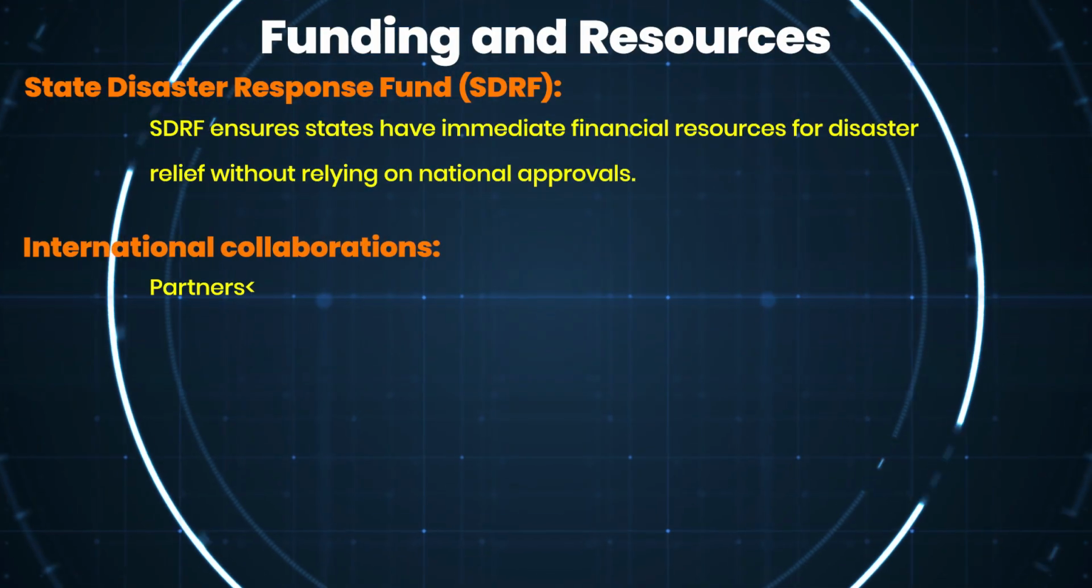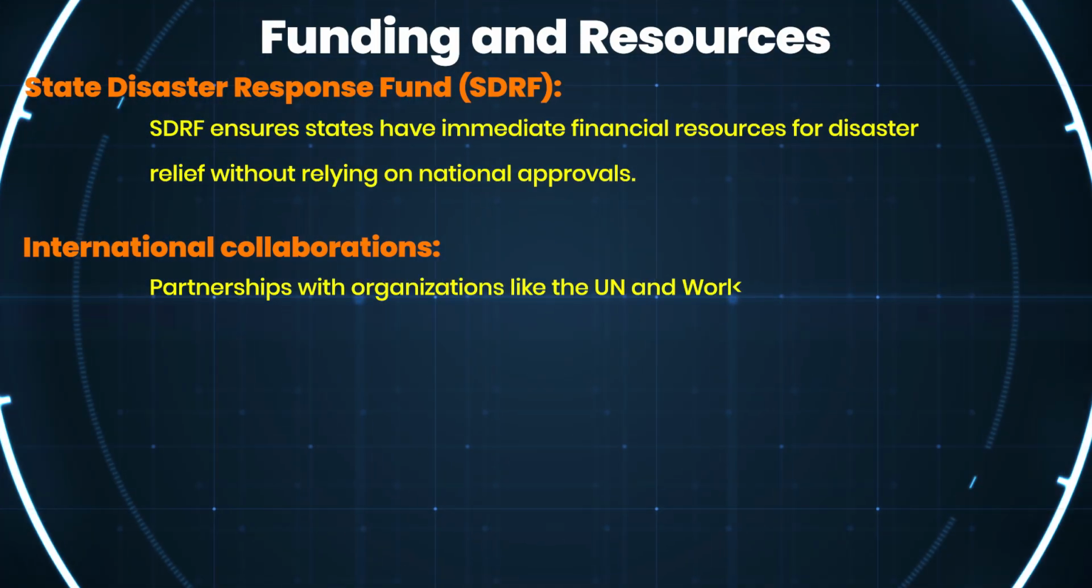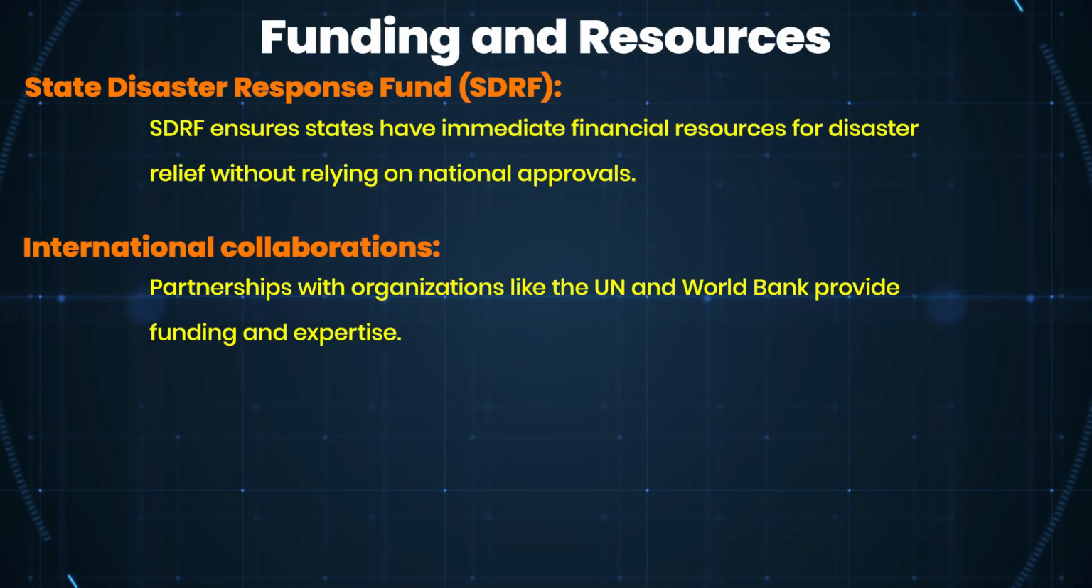Next, insurance for vulnerable sectors. Insurance schemes protect farmers, small businesses and homeowners from financial losses. Next one is international collaboration. Partnership with organizations like United Nations and World Bank provide funding and expertise at the state level and the district levels.